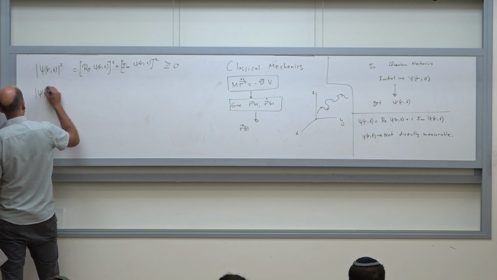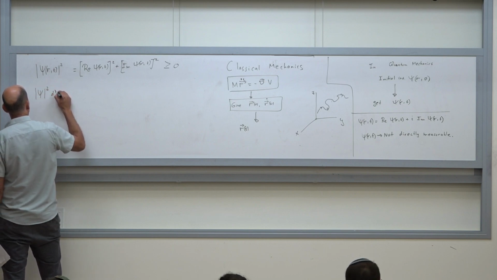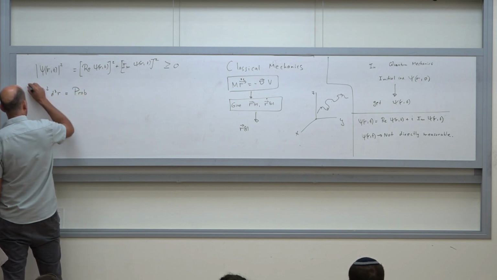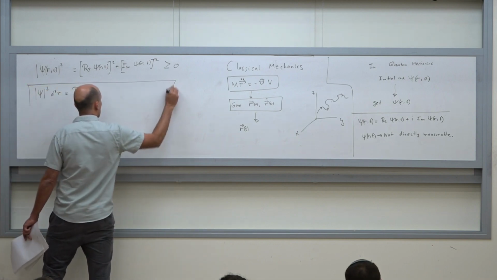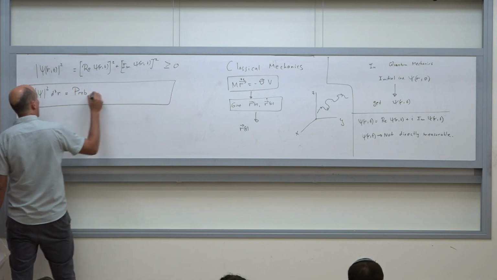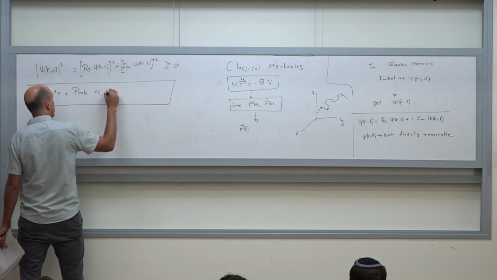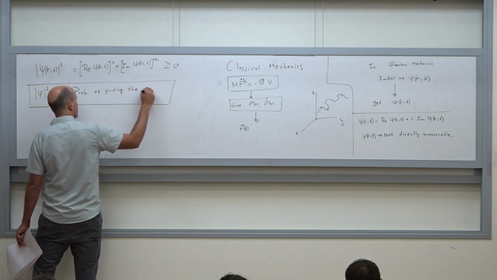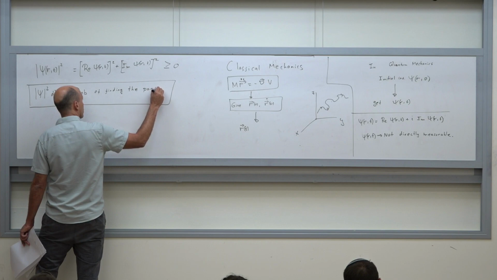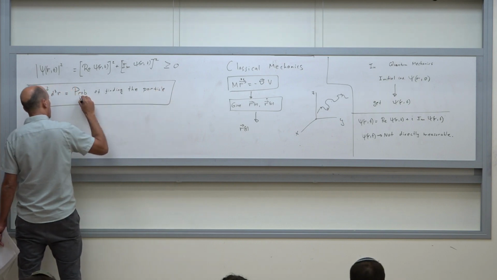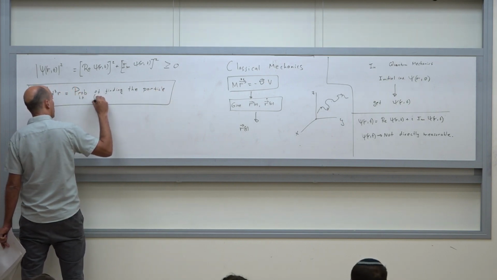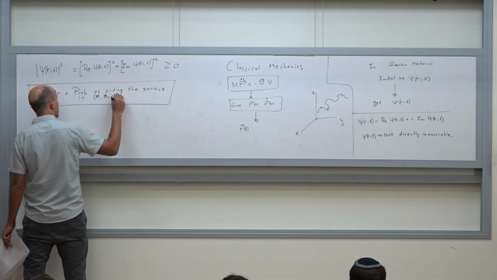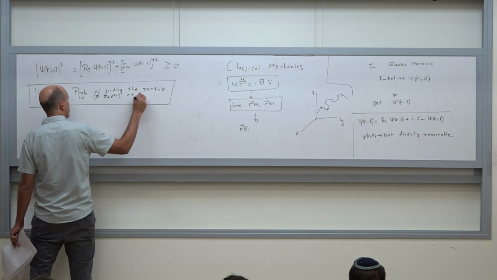The absolute value of psi squared, times d3r, is the probability, and this is the basics of quantum mechanics, of finding the particle in r, delta r, at time t.